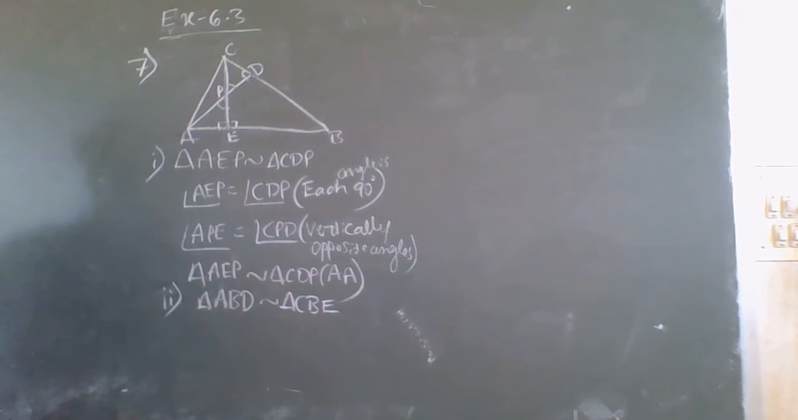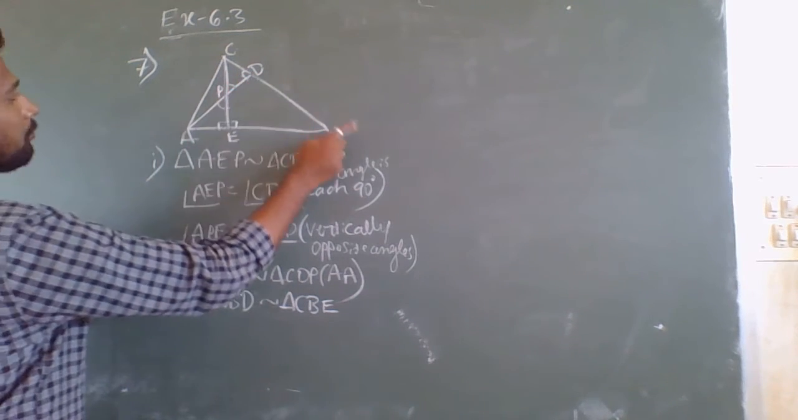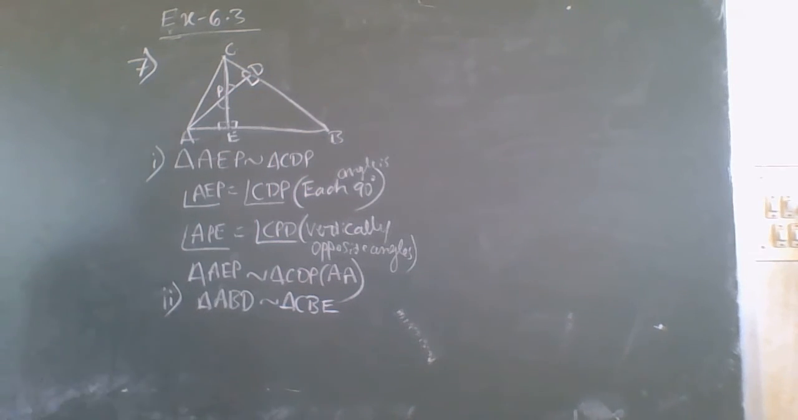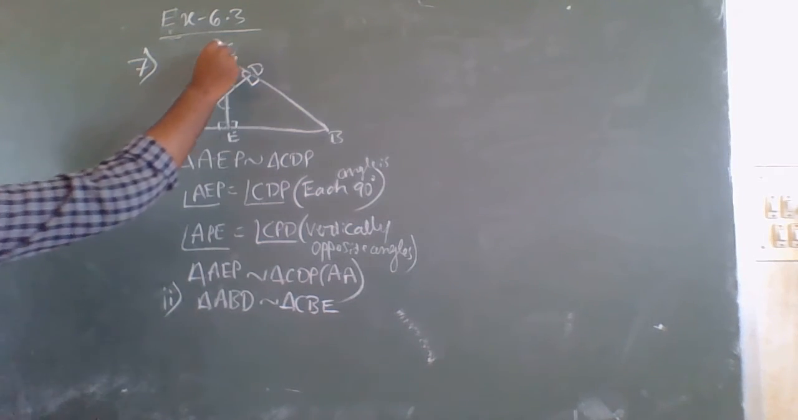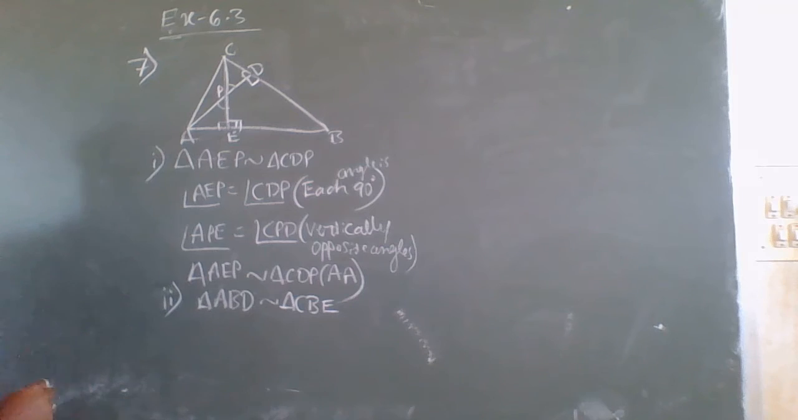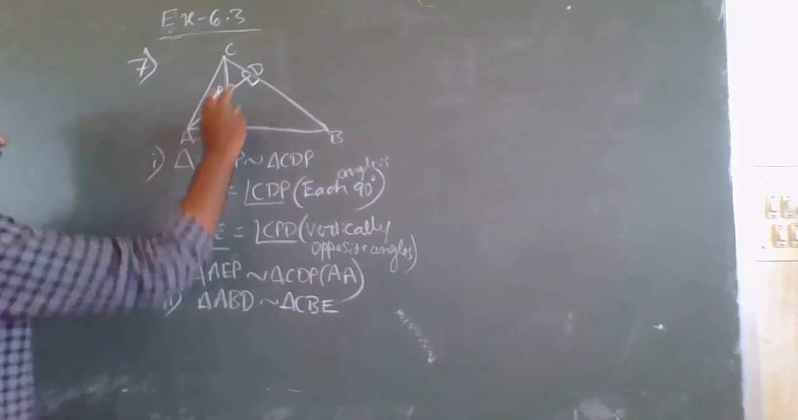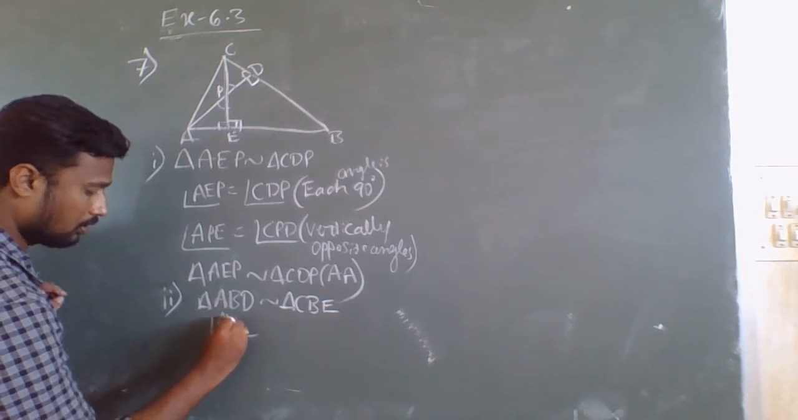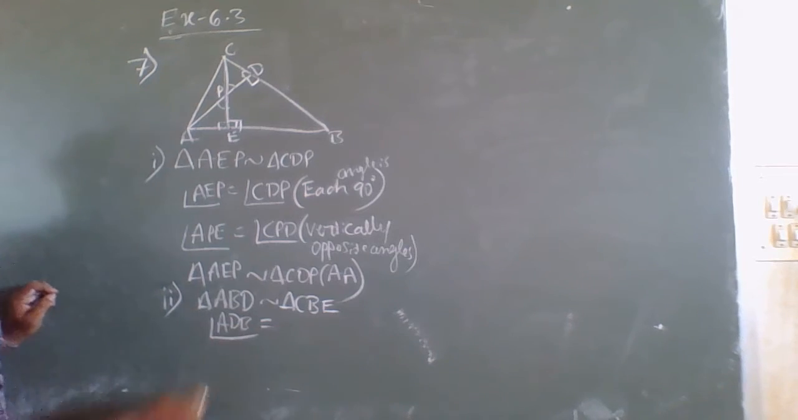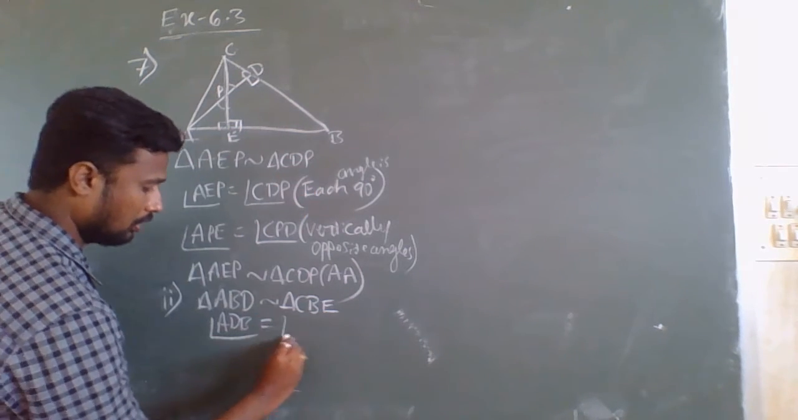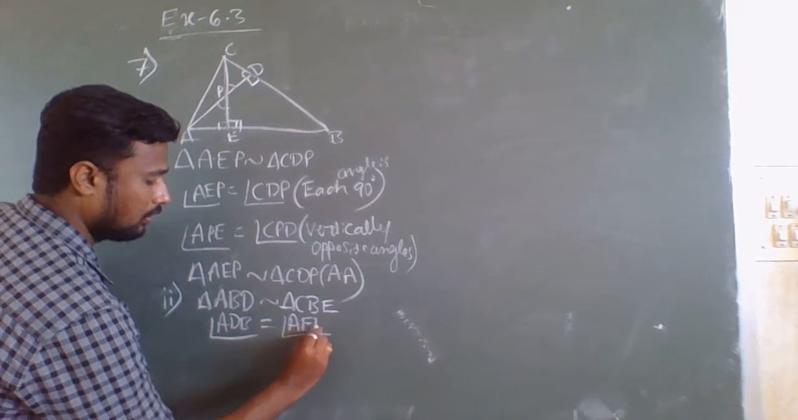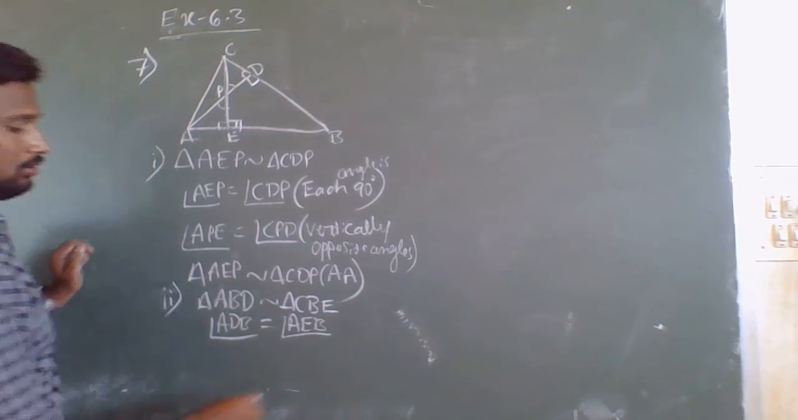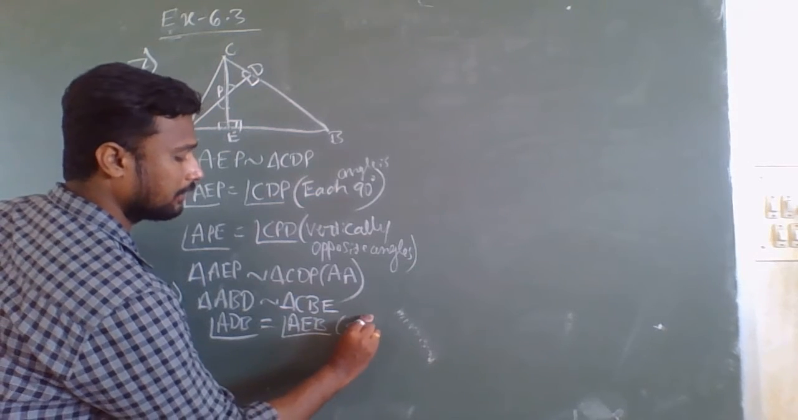So now, in these two triangles, angle ADB equals angle CEB. CEB means this angle. These two angles are equal because these two angles are 90 degrees. So here I will write angle ADB equals angle AEB, because each angle is 90 degrees here.